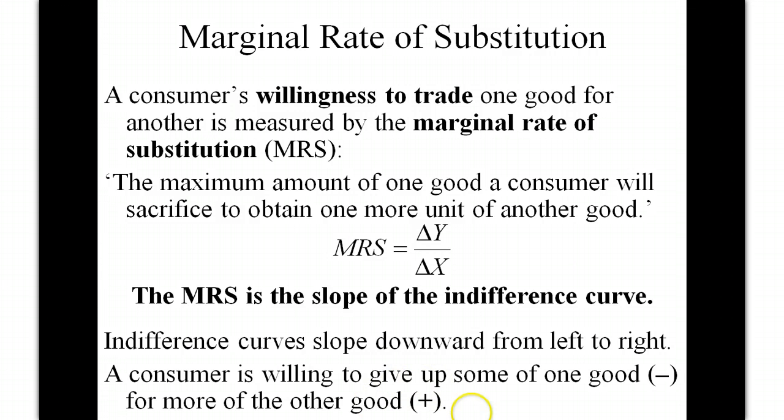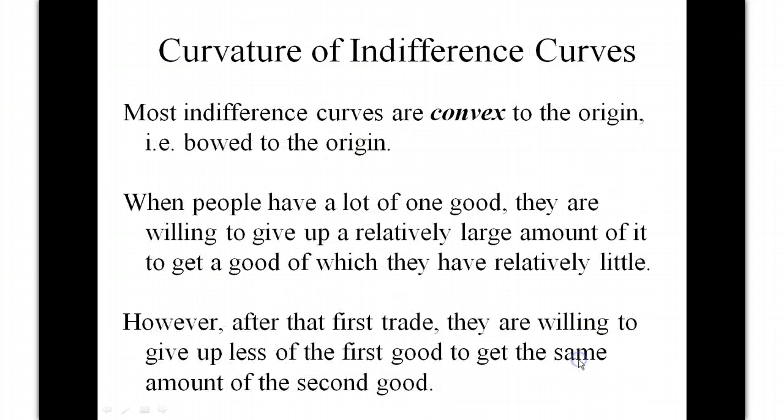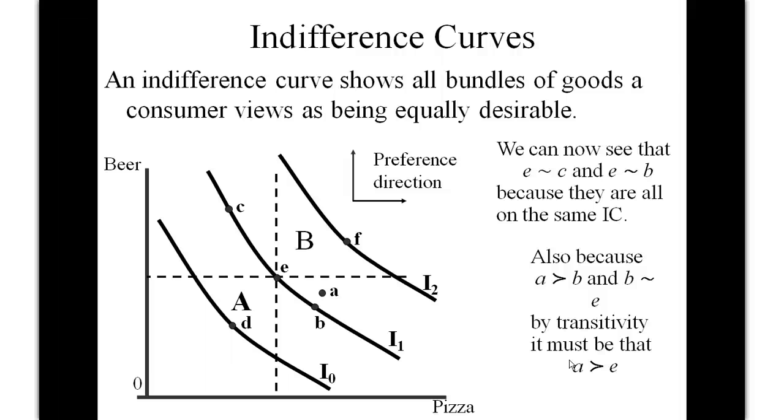So the consumer will swap one good for the other, and that will keep the utility constant. So what does the curvature mean? Can we actually fit different preferences into it? Most indifference curves are what's called convex to the origin. That simply means they're bowed to the origin, the point 0, 0, the start of the graph.